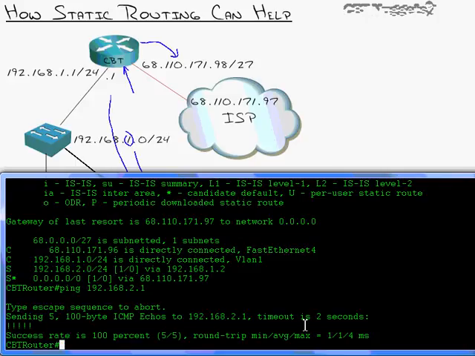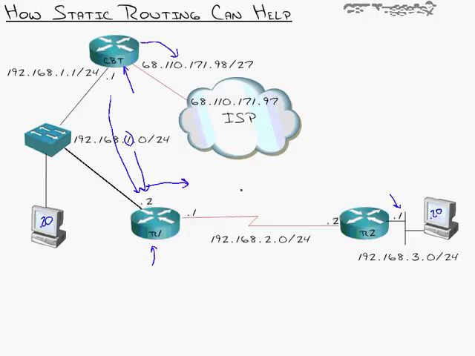Sweet success is at hand. We've got 5 successful pings happening. But that's not the really cool part. Here's what I want to show you. I'm going to ping 192.168.2.2, the other side of the WAN link.